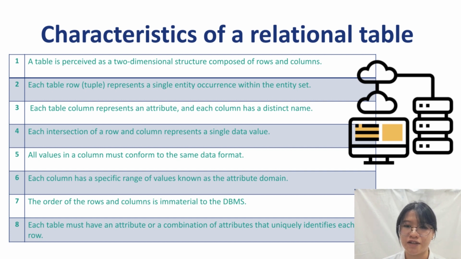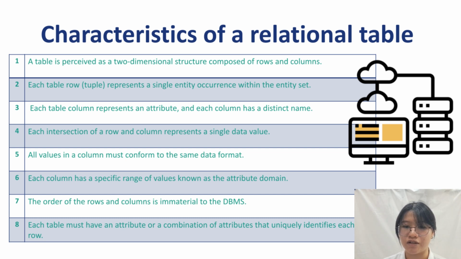A table is perceived as a two-dimensional structure composed of rows and columns. Each table row represents a single entity occurrence within the entity set. Each table column represents an attribute, and each column has a distinct name. Each intersection of a row and column represents a single data value.